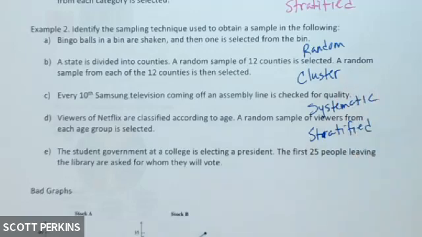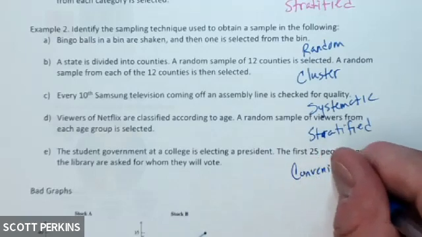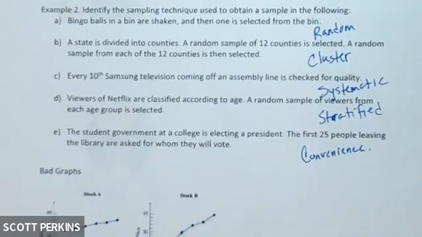And last but not least, the student government at a college is electing its president. The first 25 people leaving the library are asked whom they will vote for. Yeah, that's convenience. Great. All right, so just a couple of other things, and then we'll mop up this section.